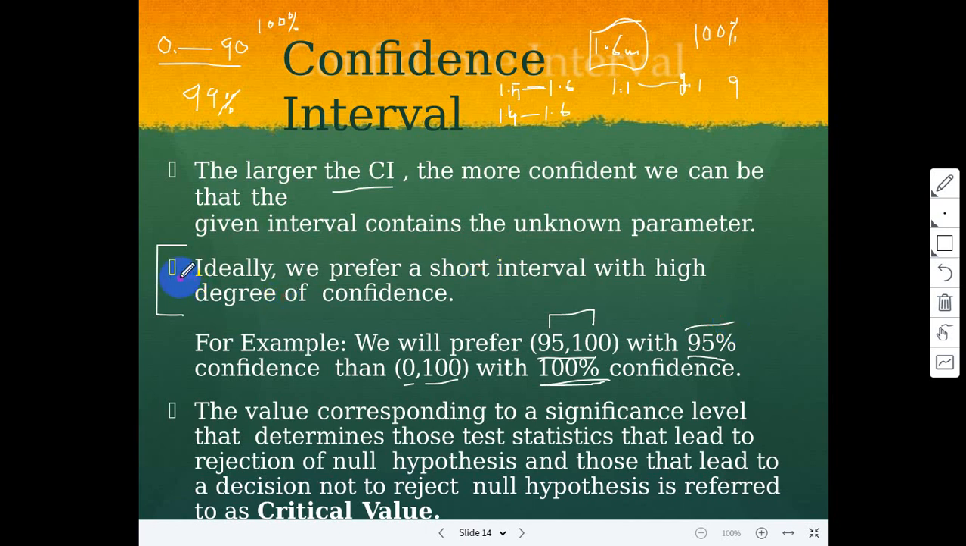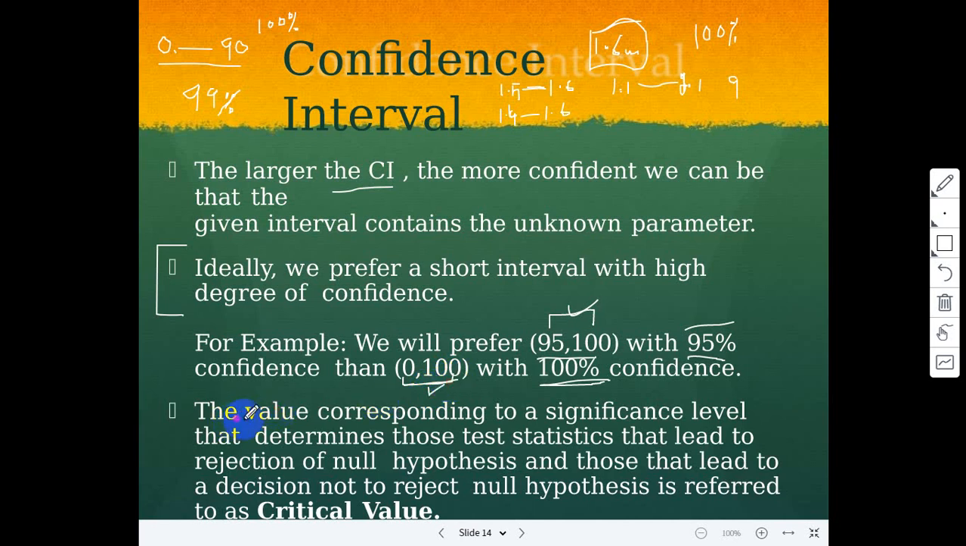What are we preferring? We are preferring to select the short interval, not the large interval. We should prefer an interval just like this, not an interval just like this.